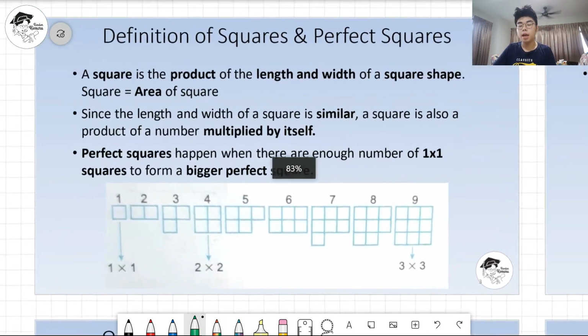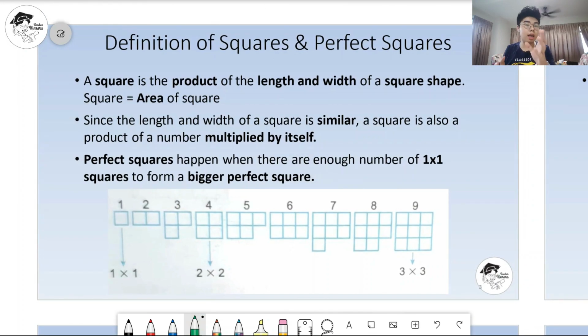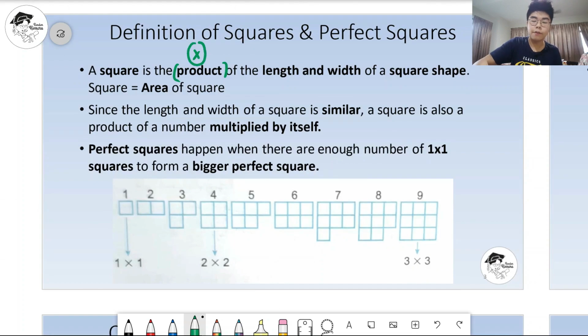So starting off this chapter, we're going to look at the squares and perfect squares first. A square, literally the name of itself, is actually the product of the length and width. In BM it's called kuasa 2. When we're talking about square, we are talking about the product. And product, maksudnya apa? Maksudnya darab. Product means you have to multiply.